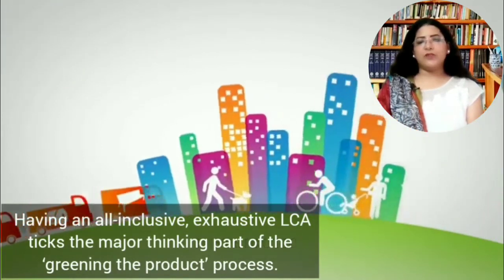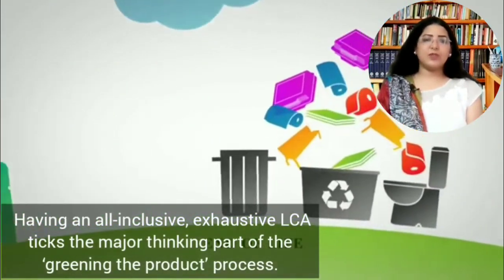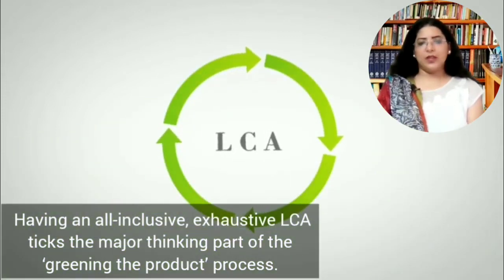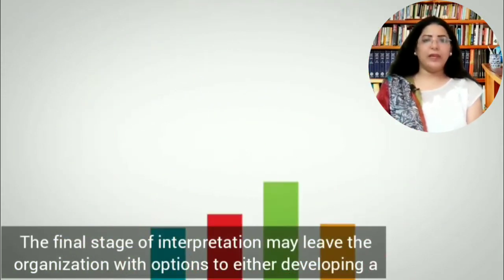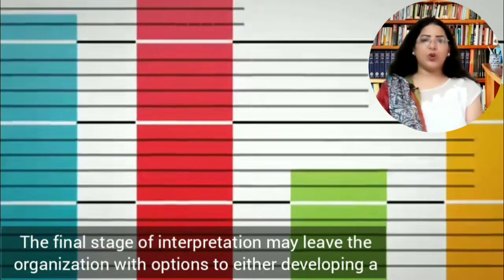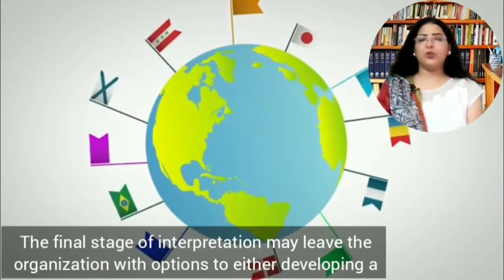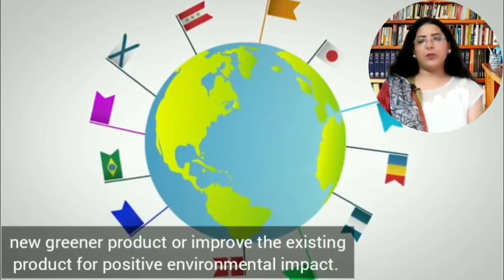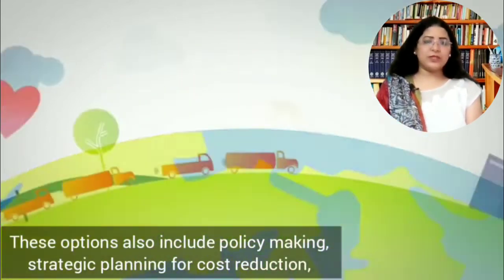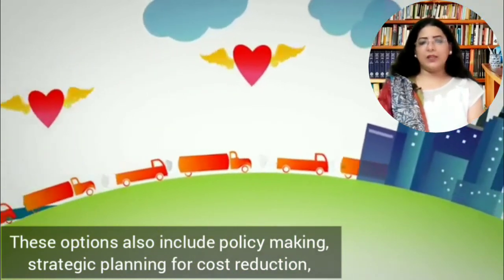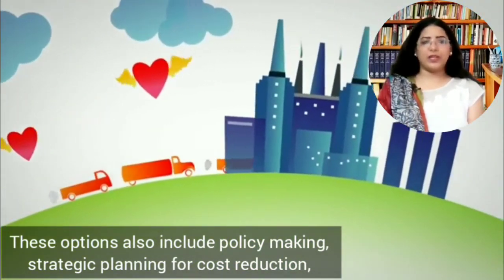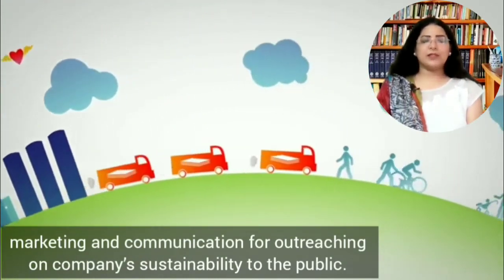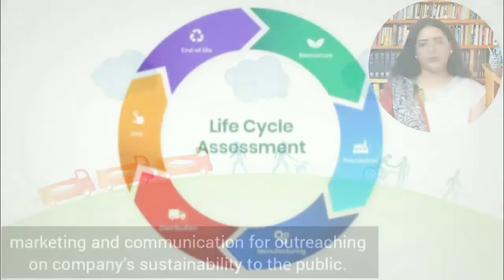Having an all-inclusive, exhaustive life cycle assessment takes the major thinking part of the greening the product process. The final stage of interpretation may leave the organization with options to either develop a new greener product or improve the existing product for positive environmental impact. These options also include policy making, strategic planning for cost reduction, marketing and communication for outreach on company sustainability to the public.